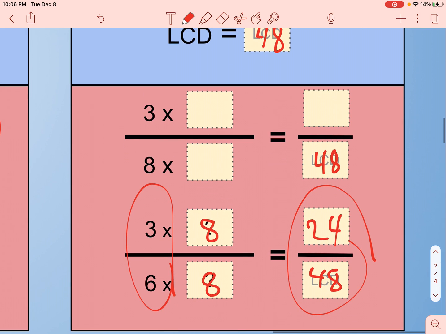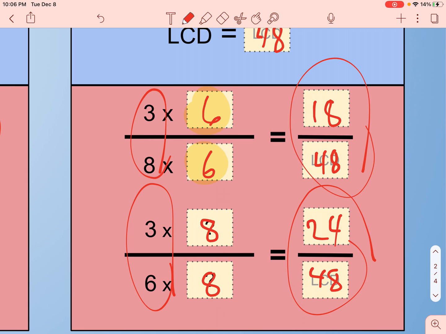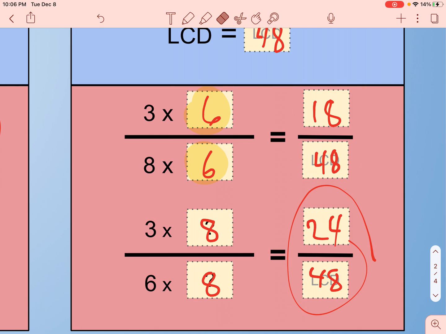Cool. All right, 8 times what equals 48? 8 times 6 equals 48. Whatever I do to the bottom, I have to do to the top. 8 times 6 is 48, and 3 times 6 is 18. So 3/8 is equal to 18/48. All right, I'm going to have you finish this slide and the next slide on your own. And let me know if you have any questions, and good luck on your work.